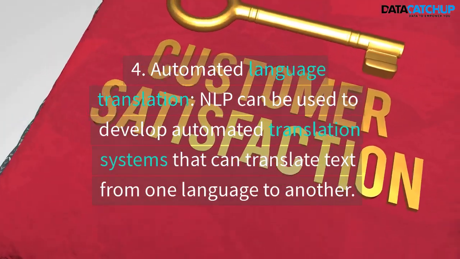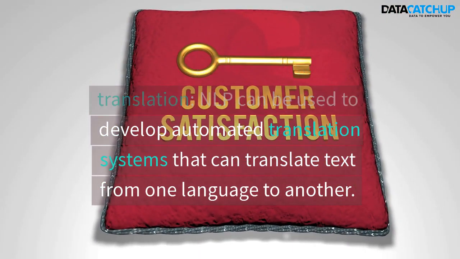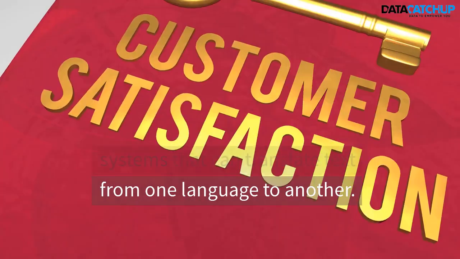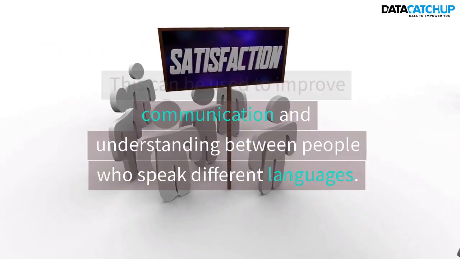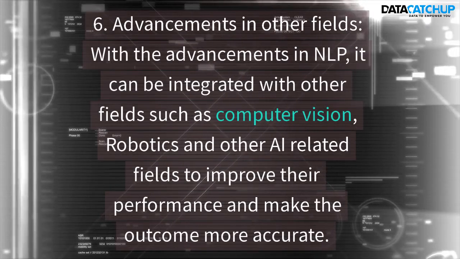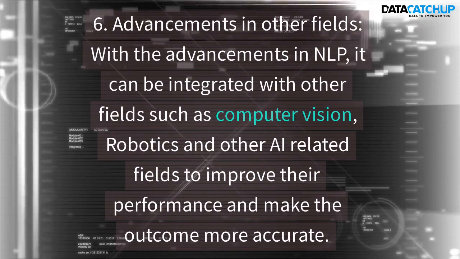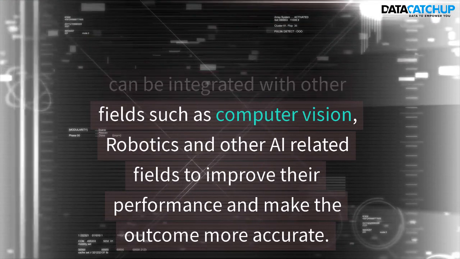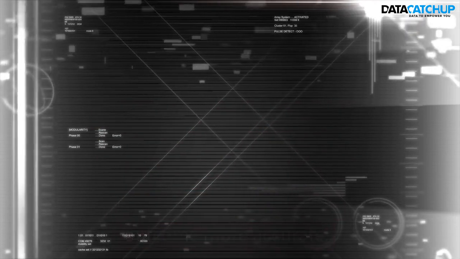4. Automated language translation. NLP can be used to develop automated translation systems that can translate text from one language to another. This can be used to improve communication and understanding between people who speak different languages. 6. Advancements in other fields. With the advancements in NLP, it can be integrated with other fields such as computer vision, robotics, and other AI-related fields to improve their performance and make the outcome more accurate.